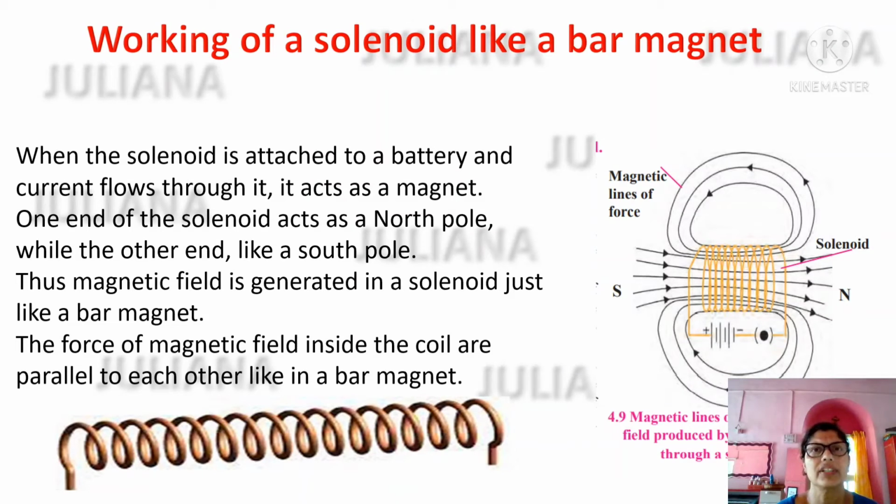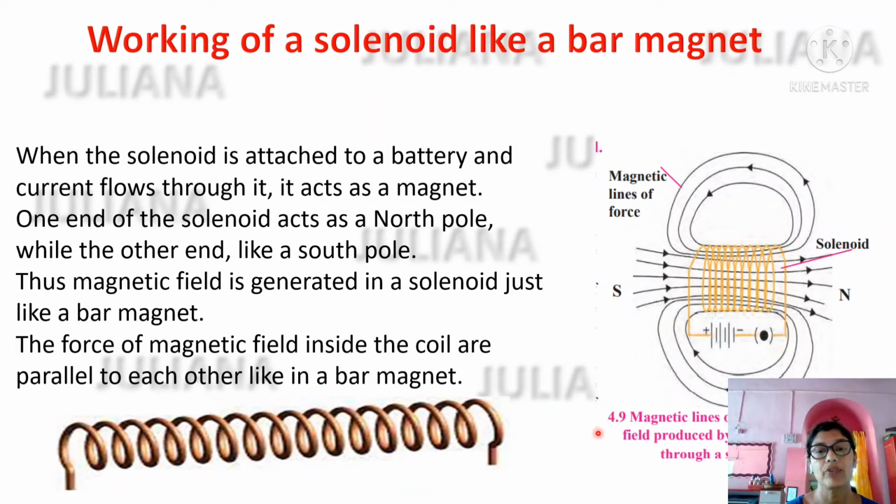Okay, how does it work like a bar magnet? Now, in the previous slide, I explained to you how when the current is flowing through this coil, magnetic fields are generated. When the current is going upward, the magnetic field moves in anti-clockwise direction. And when the current comes down the loop, the magnetic field is produced in clockwise direction. So much so when you come to the center of the loop, the lines are almost parallel.